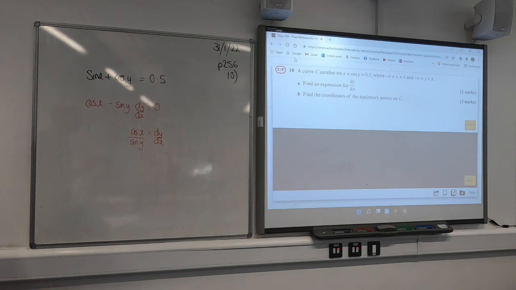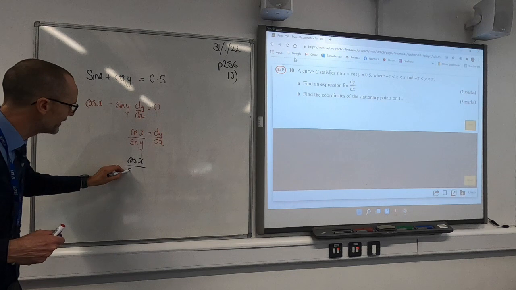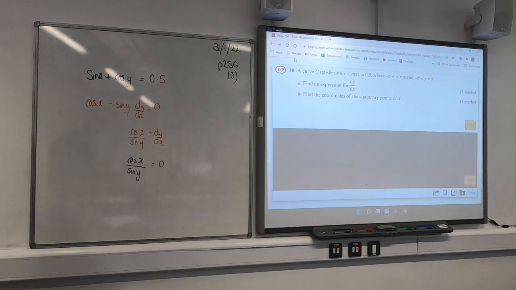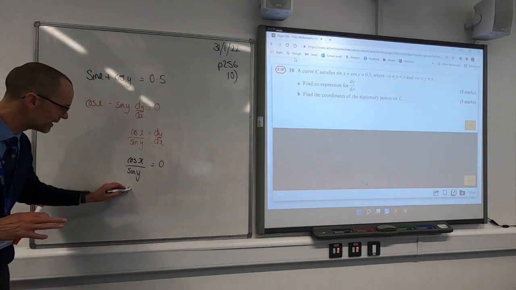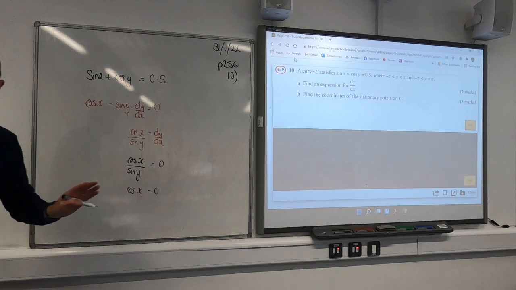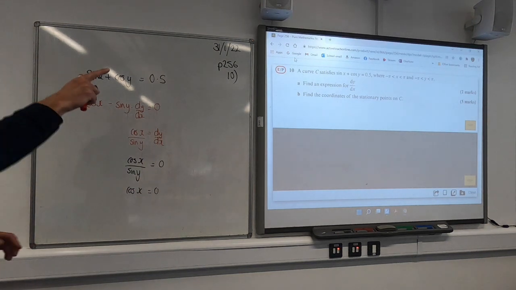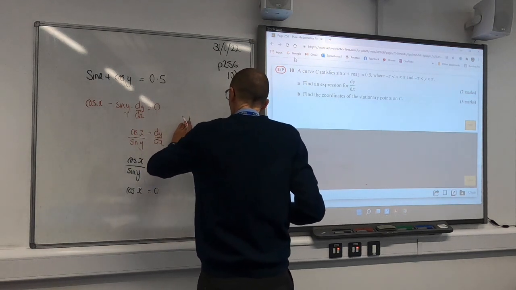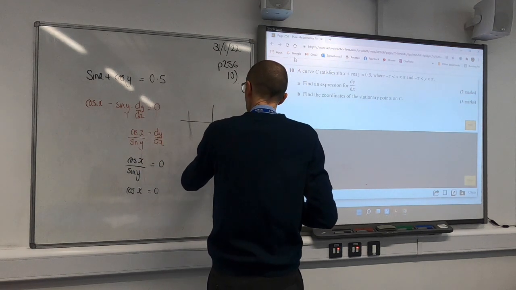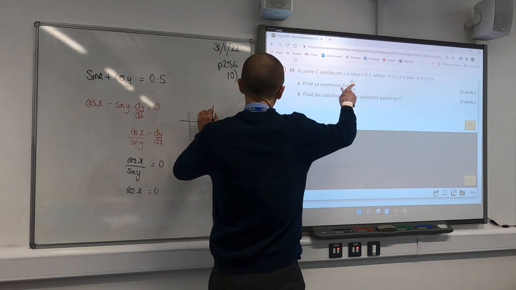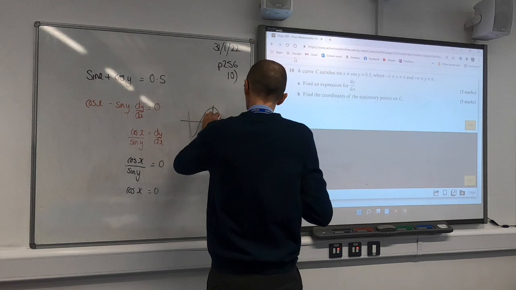But what's the good news, Aidan, when we're asked to find the coordinates of the stationary points? The gradient is zero. So we're asking when does that equal 0, and why does that suddenly make it really easy? You can multiply by sine y. Yeah, we're saying that the only way that can be 0 is when cos x equals 0. We can multiply by sine y, and 0 is your friend. So within the range of values that we are dealing with, cos between minus pi and plus pi looks like that.